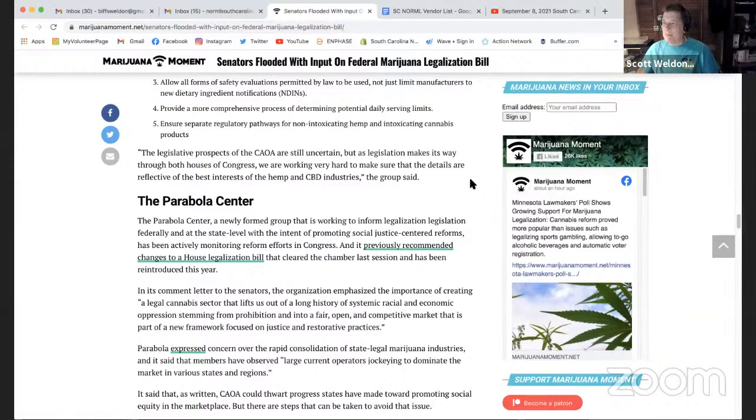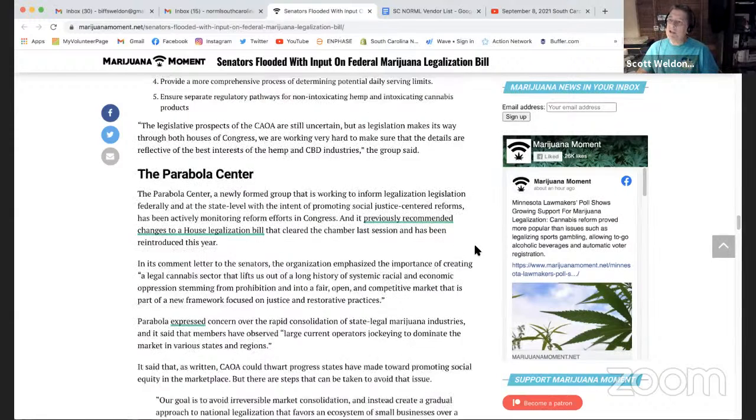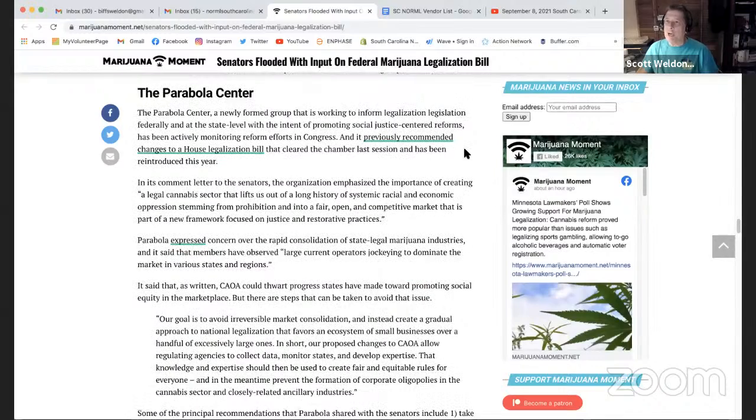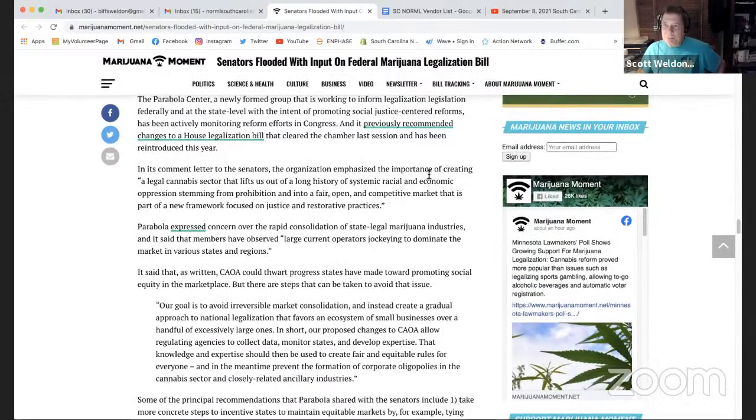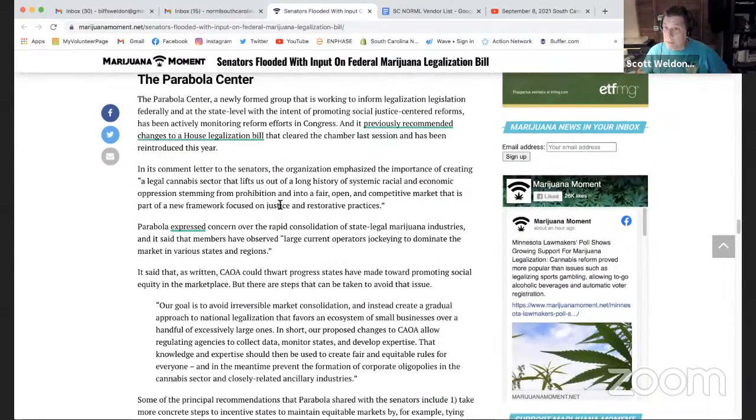So that was last December, and it has been reintroduced last year, again this year, the House bill, the MORE Act, the House version. In its letter to the senators, it emphasized the importance of creating a legal cannabis sector that lifts us out of the long history of systematic racial and economic oppression stemming from prohibition and into a fair, open, and competitive market that is part of a new framework focused on justice and restorative practices. So that's the Parabola Center.